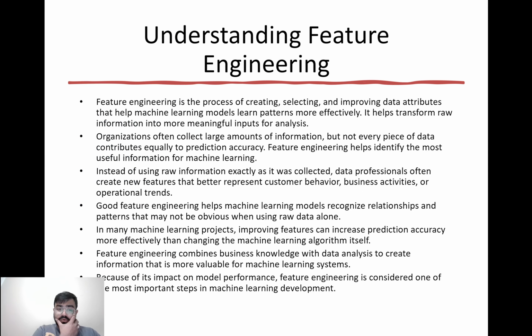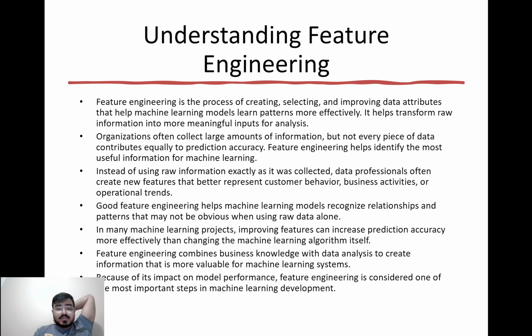Let's move on to another important concept in machine learning called feature engineering. Feature engineering is the process of creating, selecting, and improving information that helps machine learning models learn patterns more effectively. At first, this may sound complicated, but the idea is actually very simple. Organizations collect large amounts of raw information every day. However, not every piece of information is equally useful for making predictions. For example, imagine a company that has customer purchase records going back several years. Looking at thousands of individual transactions may not help a machine learning model understand customer behavior very clearly.